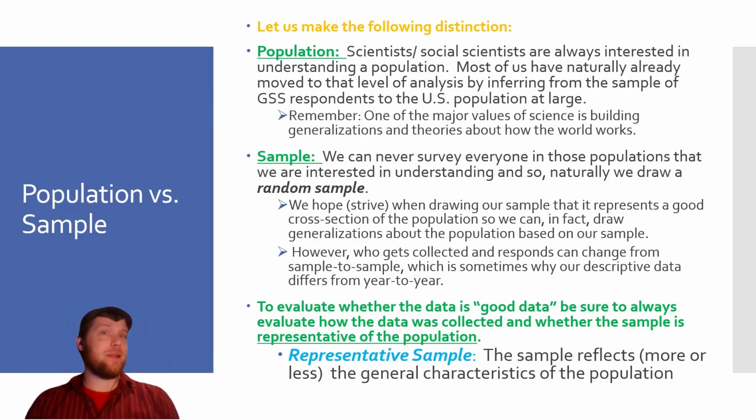It's a good reminder: scientists and social scientists are always interested in studying a population and understanding what's really going on there. Now, most of us are naturally already moved to that level of analysis by inferring from the sample of the GSS respondents to the population at large. Remember, one of the major values of science is building generalizations and theories about how the world works. This should feel very much like the sociological imagination that you may have learned in an intro sociology class.